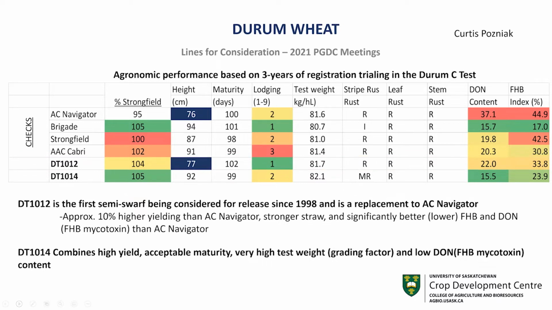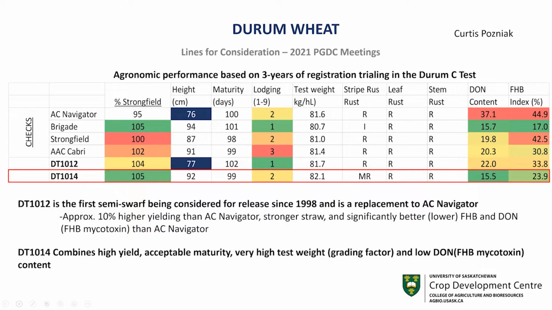The next one is DT1014. Compared to Strongfield, it is 5% higher yielding. And you can see on the right there is an improvement for the disease package here. For DON, for example, one of the lowest, and also for Fusarium head blight. So this is combining higher yield, acceptable maturity, very high test weight, and low DON and Fusarium head blight mycotoxin for DT1014. So these two will be brought to the next PGDC meeting.